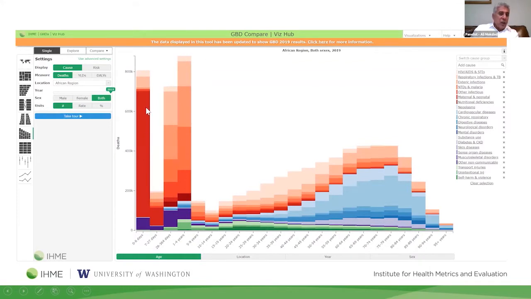A tremendous success in reducing mortality under 5, but still we have a long way to go. But a rise in non-communicable diseases, as I have seen, as people live longer and as the epi transition happens.